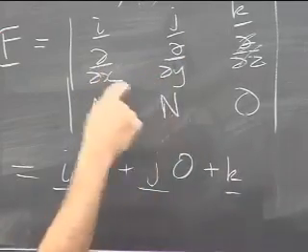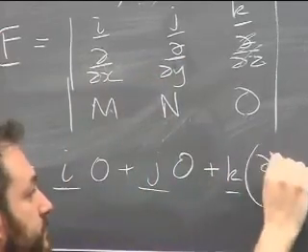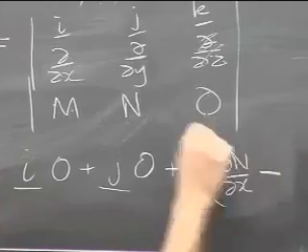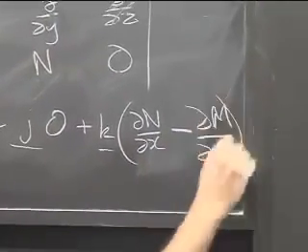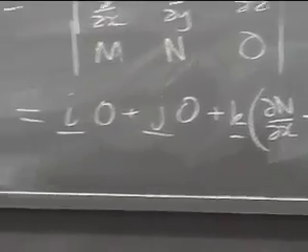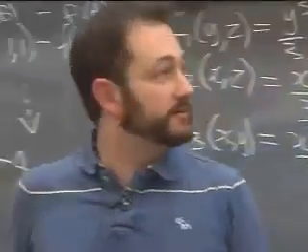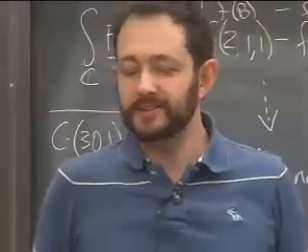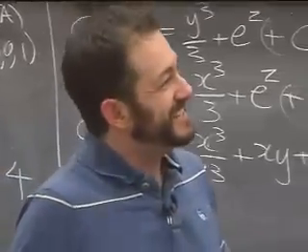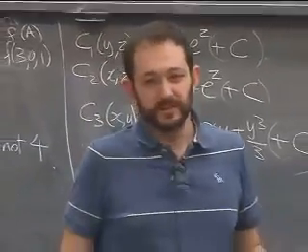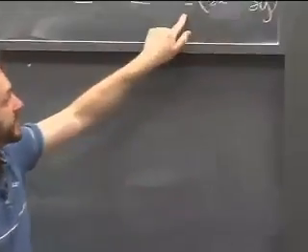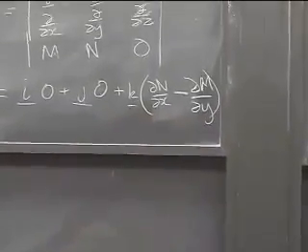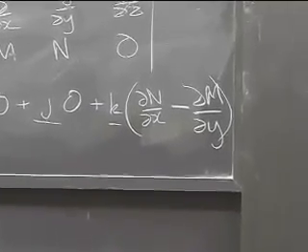K, we have dN/dx minus dM/dy. So in terms of the curl of f, it's actually in the k coordinate, so we may as well think of it as just being a scalar. Although it is a vector, we may as well just think of it as being dN/dx minus dM/dy.